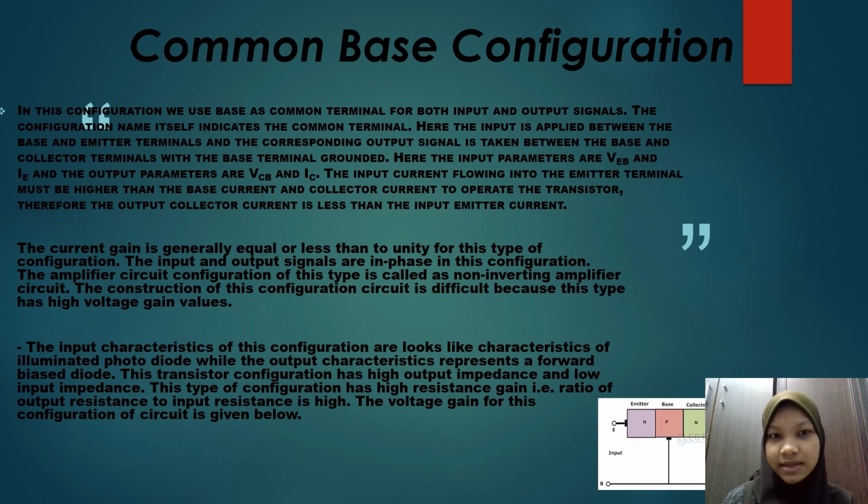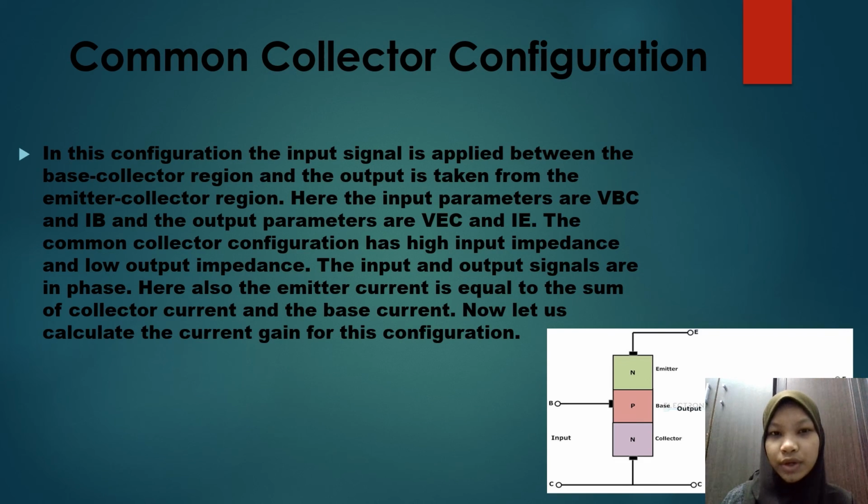Baik, seterusnya, common collector configuration. First, in this configuration, the input signal is applied between the base collector region and the output is taken from the emitter collector region. Here the input parameters are VBC and IB, and the output parameters are VEC and IE.